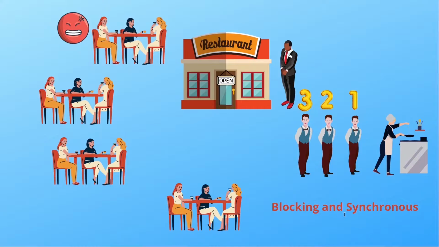So this, my friend, is a blocking and synchronous flow. As you can see, all the waiters are blocked in the kitchen and they are waiting for the food to be prepared. And none of them is available to take the order from the new customers. And why synchronous? Because everything is happening one after another. Nothing is happening in parallel.